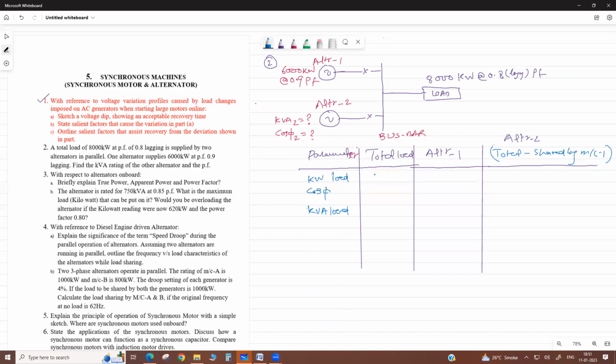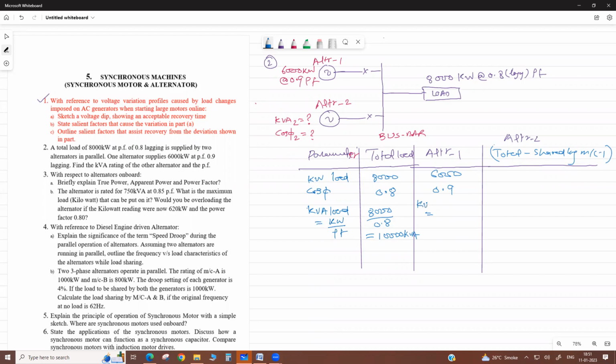Here this total load is 8000 kilowatt, power factor is 0.8, then kVA load is kilowatt divided by power factor. So if you do this, 8000 by 0.8, it comes 10,000 kVA.